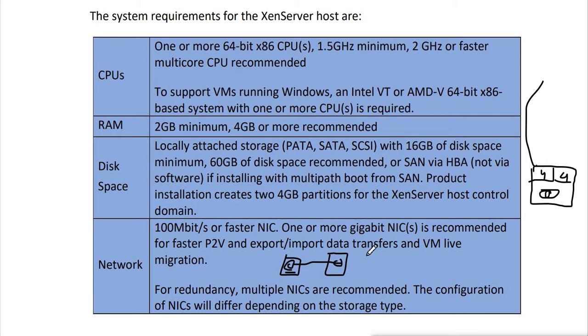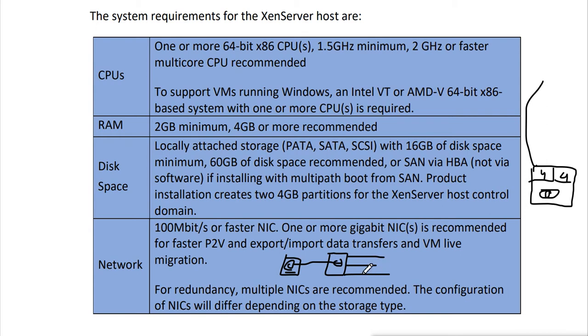So if one link goes down, then our server will still be accessible from the other one. The configuration of NICs will differ depending on the storage type. Networking has one interface for management, then one for data storage, and then a network interface for virtual machine access. So we have different types of use for the NIC.